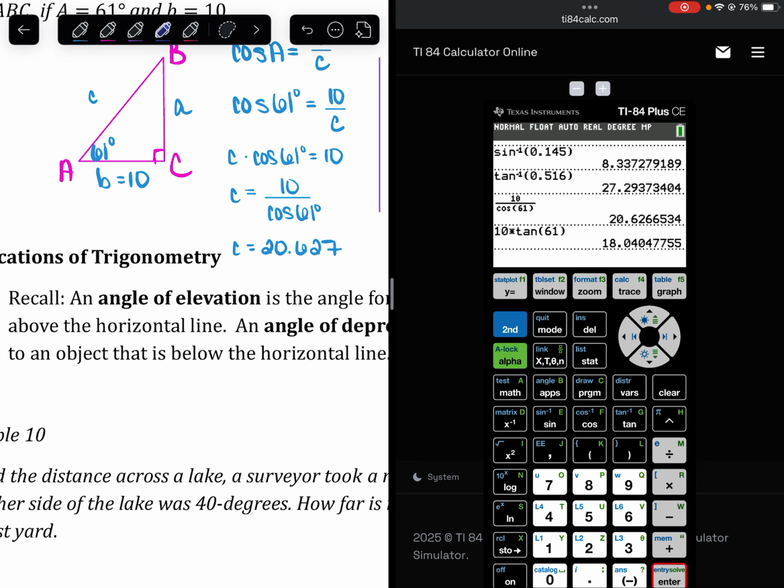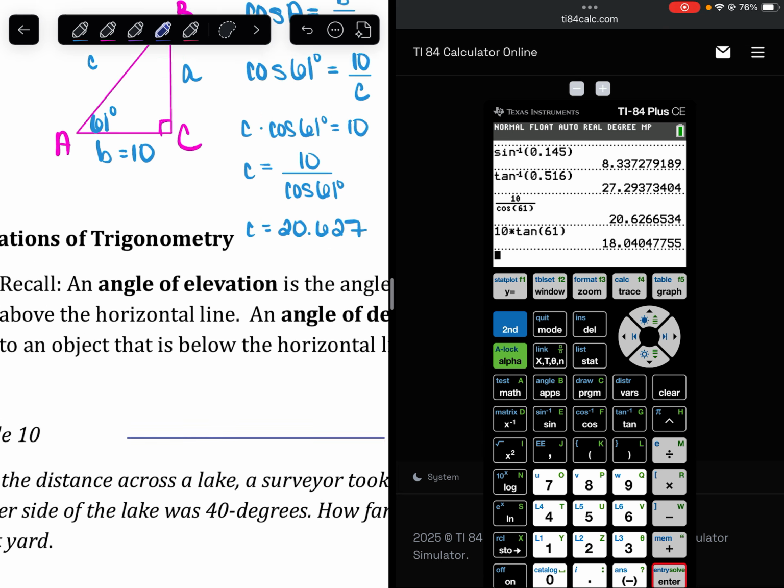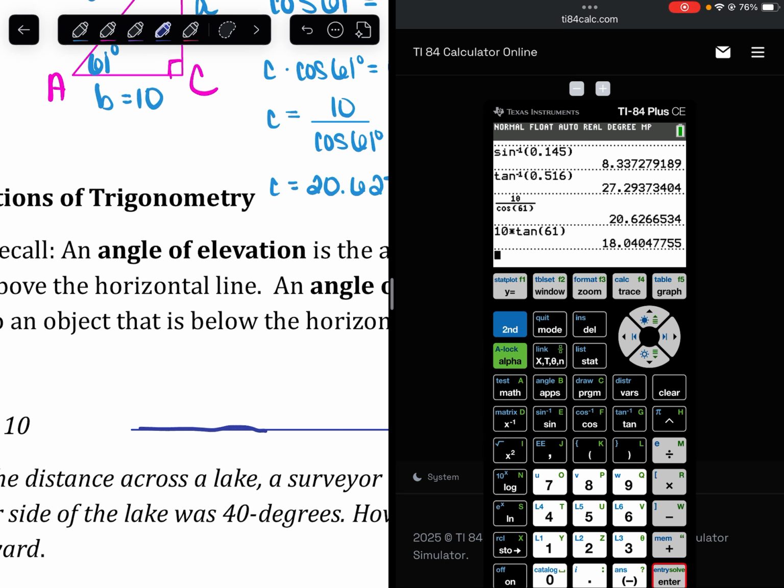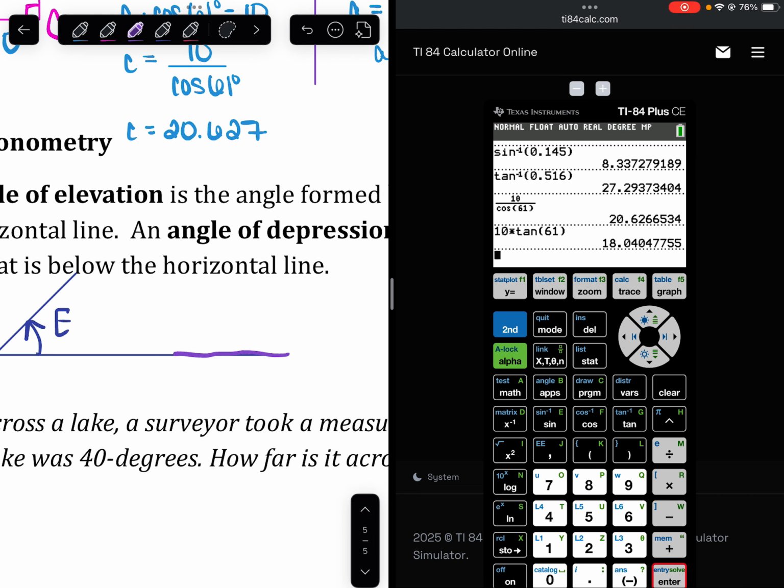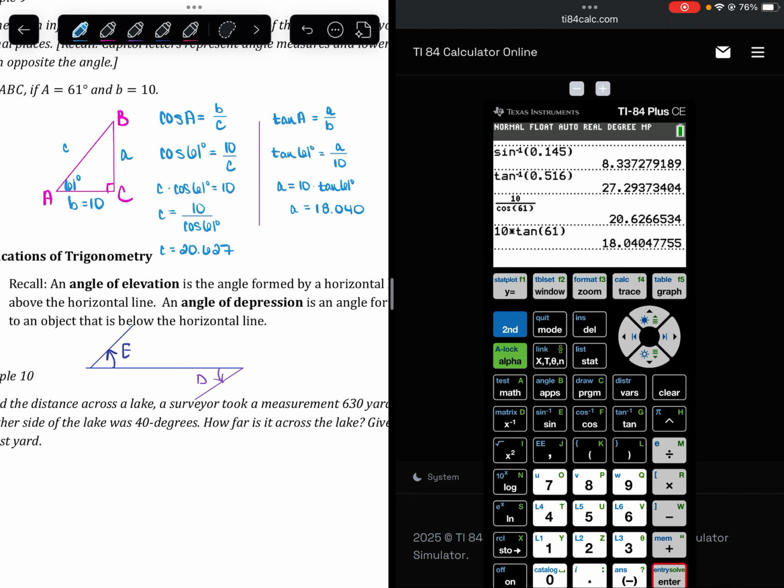An angle of elevation goes out a horizontal. So here's my horizontal, and then it goes up. So if I go out that horizontal and then up, that is an angle of elevation. If I go out a horizontal and down, that is an angle of depression. So up, elevation; down, depression. D for D.